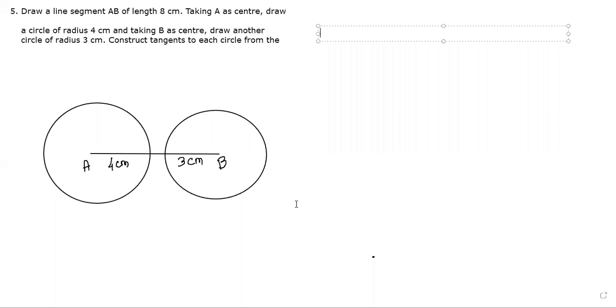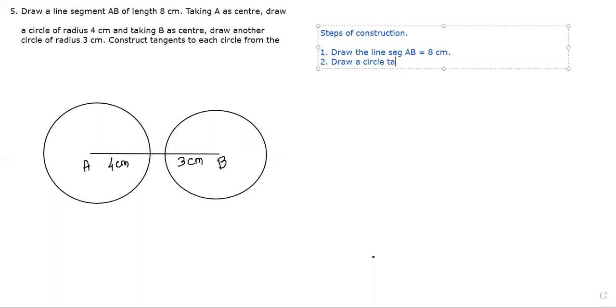So first write the steps of construction quickly, all of you, and we are going to follow the steps of construction. Steps of construction. Draw the line segment AB equal to 8 centimeters. Draw a circle taking A as center and radius equal to 4 centimeters.